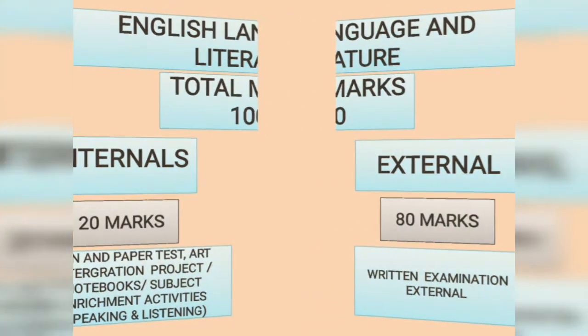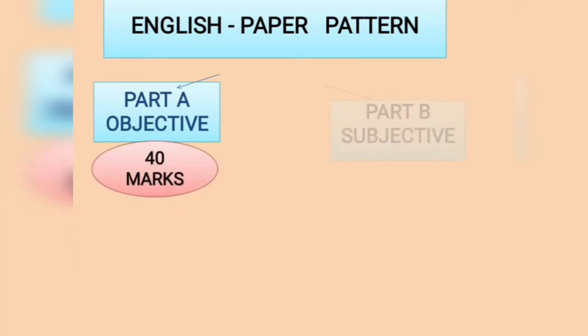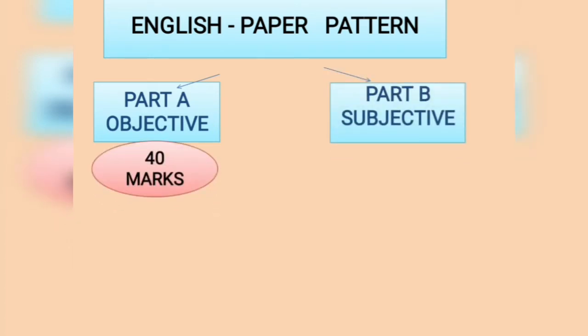For the 80 mark paper, you will be appearing for a written examination which will be evaluated externally. Now moving over to the paper pattern, broadly, the entire paper is divided into two parts, part A and part B. Part A is the objective part for 40 marks, and part B the subjective part for again 40 marks.